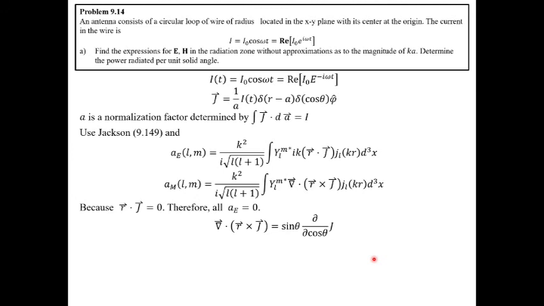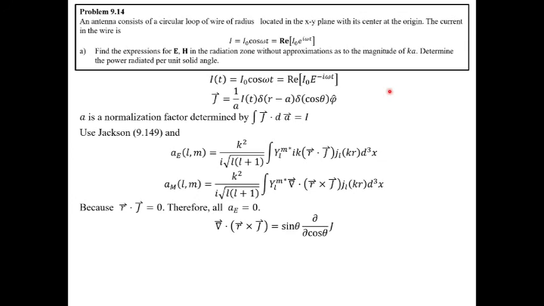Problem 14. An antenna consists of a circular loop of wire of radius a, located in the xy plane with its center at the origin. The current in the wire is I equal to I0 cosine omega t. Problem A. Find the expressions for E and H in the radiation zone without approximations as to the magnitude of ka. Determine the power radiated per unit solid angle.